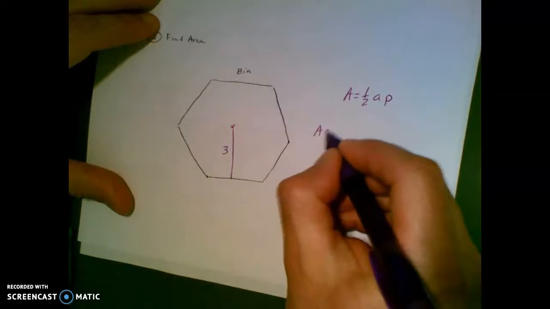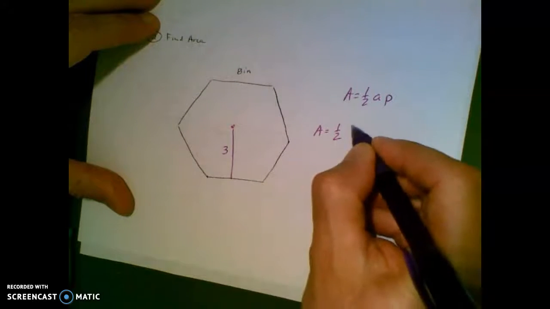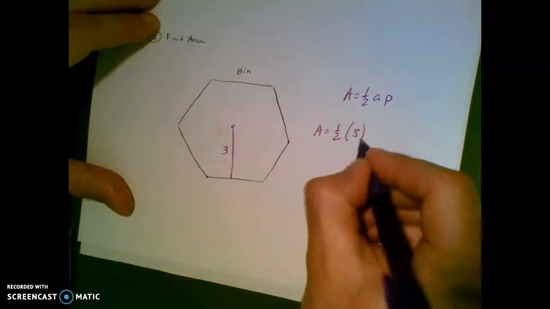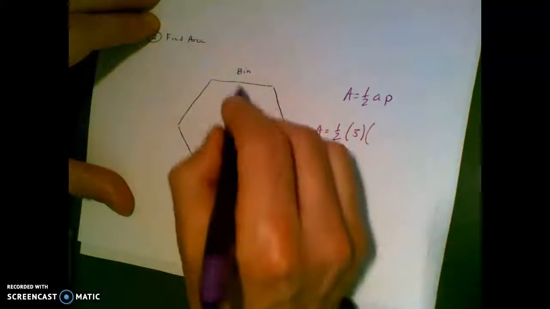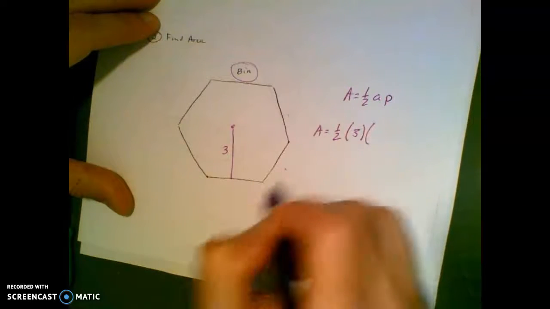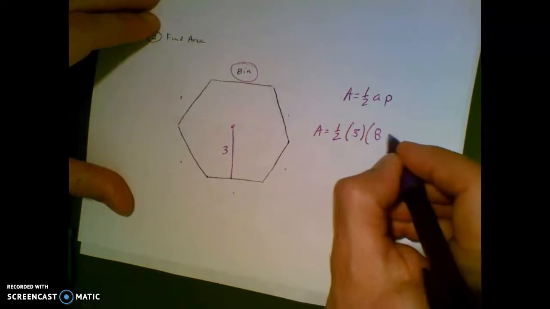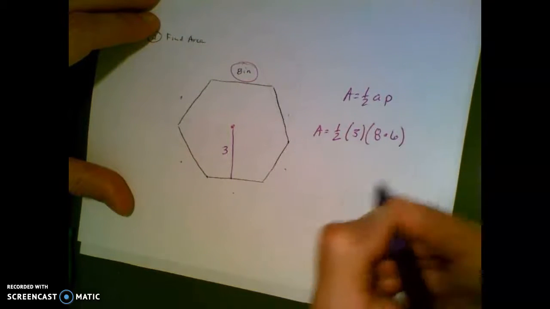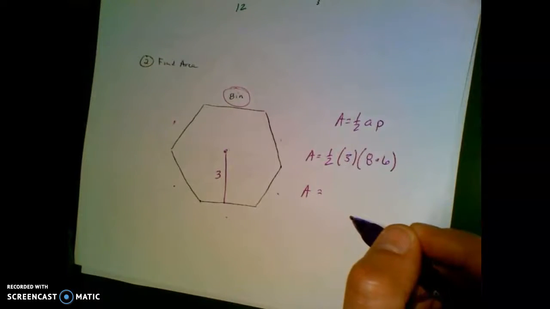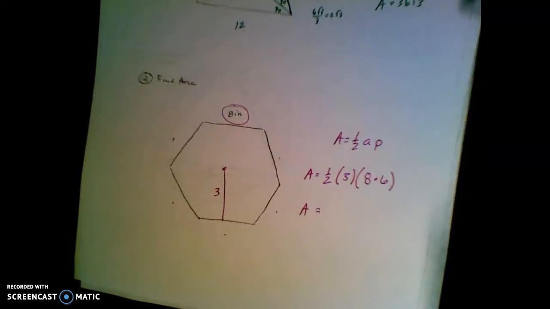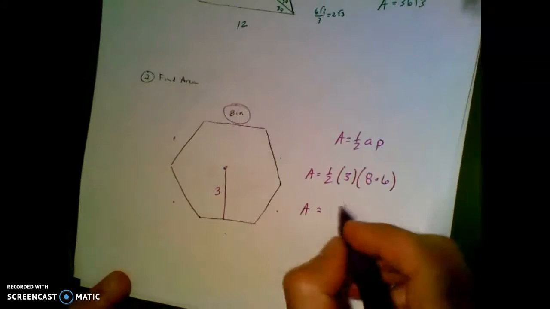So if I want to use the formula now, 1/2 the apothem of 3, and then my perimeter, well, one side is 8. Well, they're all going to be 8. There's 6 of them. So instead of adding 8 6 times, I can do 8 times 6. So then when I do that, that'll give me what? 8 times 6 is 48. Half of that's 24. 24 times 3. So that's equal to 72.